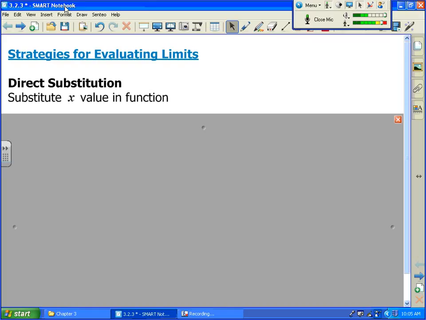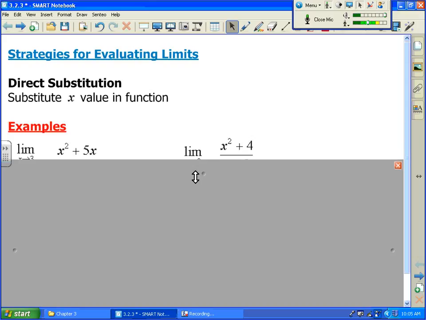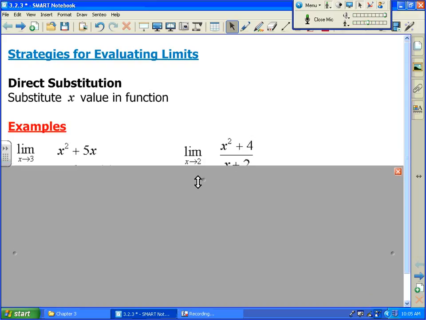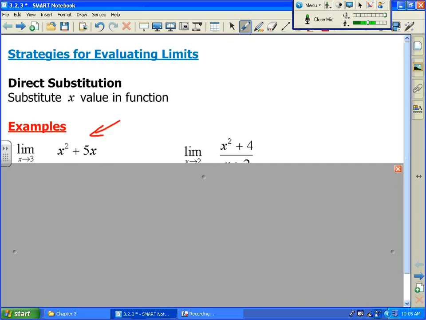Pretty straightforward. All we want to do is substitute your x value into your function. So here's a couple of examples. Let's look at the one I've put my arrow towards. I'm looking to find the limit as x approaches 3 of the function x squared plus 5x.